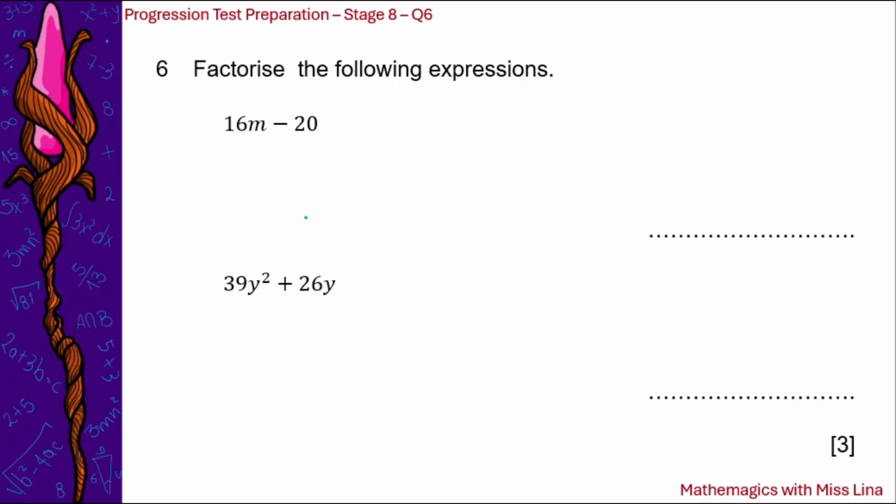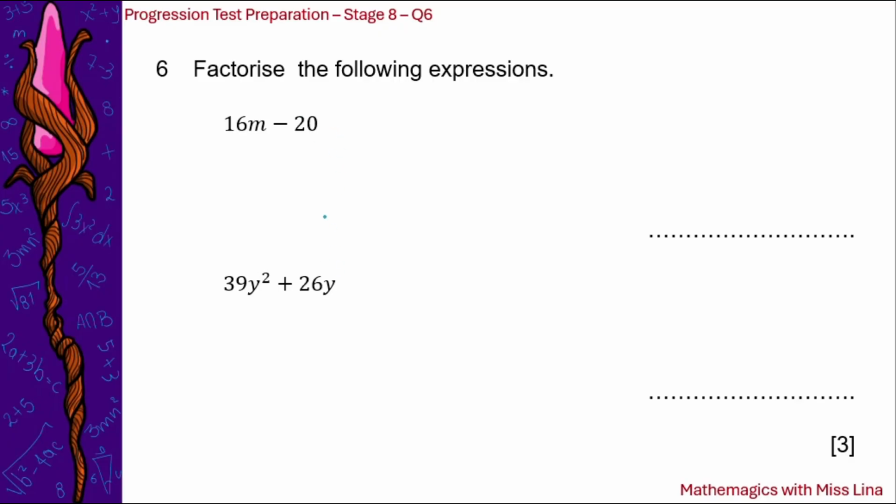Today we're going to check question 6 of the progression test style questions of stage 8. This one is about factorization of algebraic expressions. It directly says factorize the following expressions. Remember, the first case we need to check is the common factor, and that's the one that we need to apply in this one.